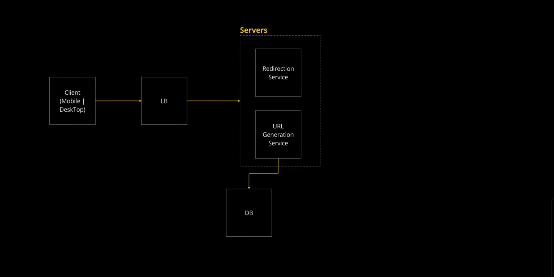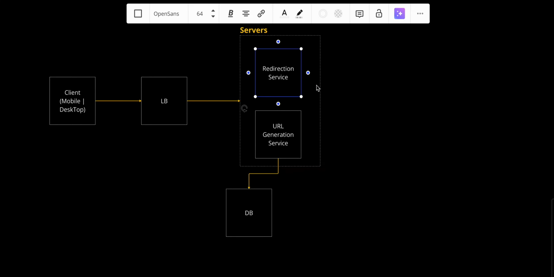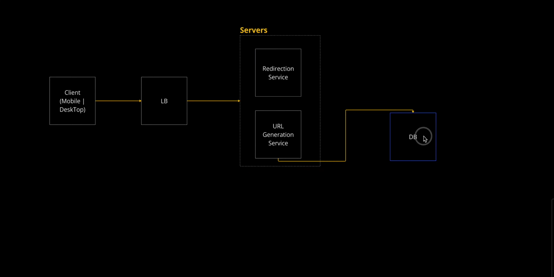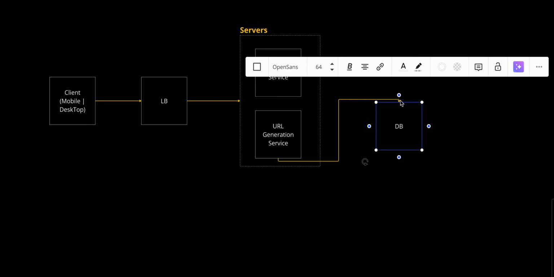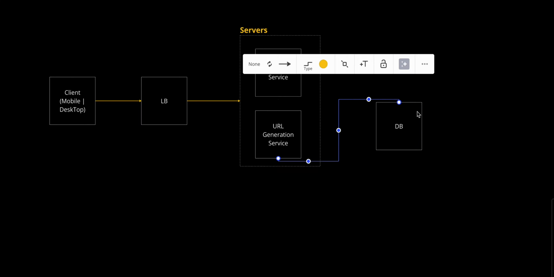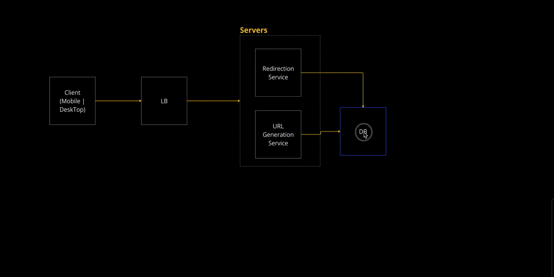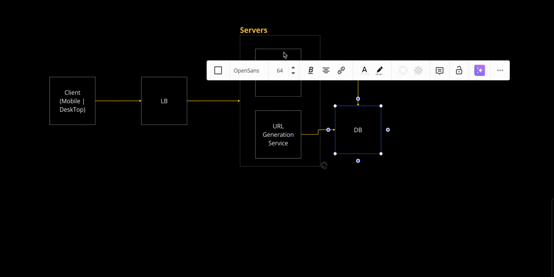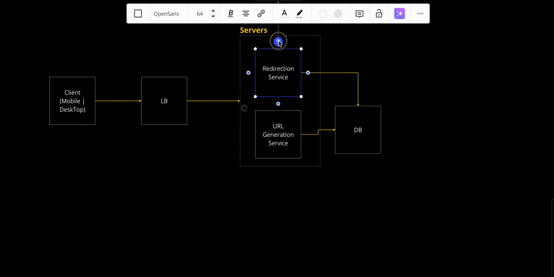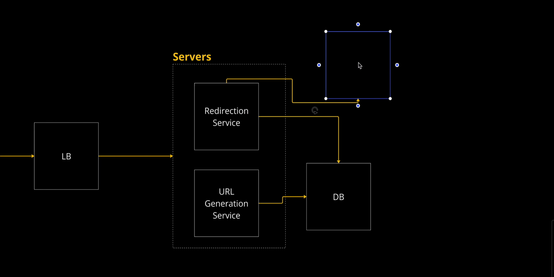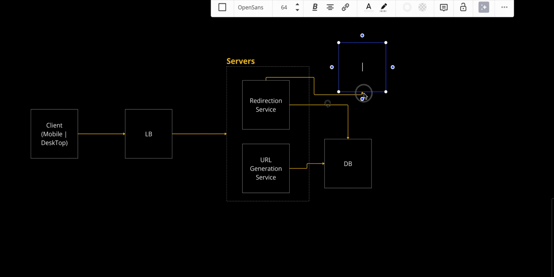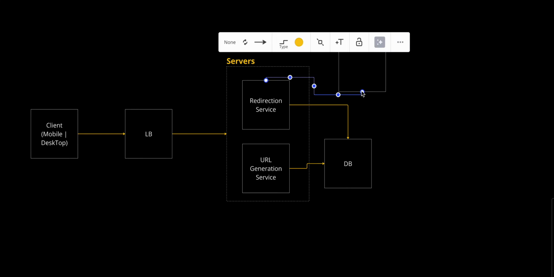And next, we said that we need to make our application quite fast. Let's put the database here because the redirection service also needs to work with the database, since it will get the URLs from the DB. We said that we need to make our application quite fast, so we will use a cache.